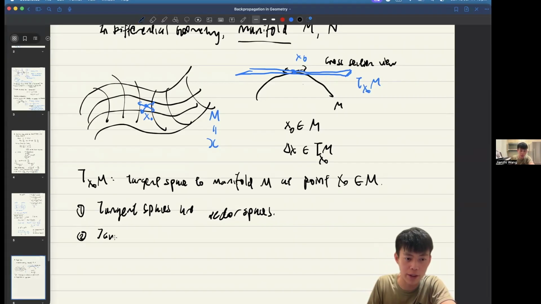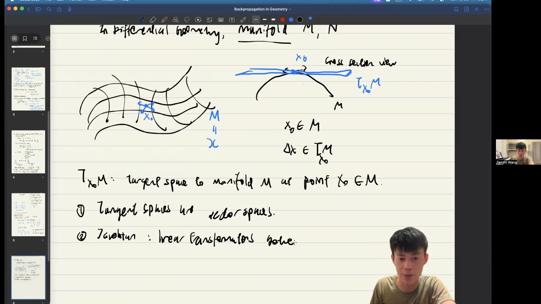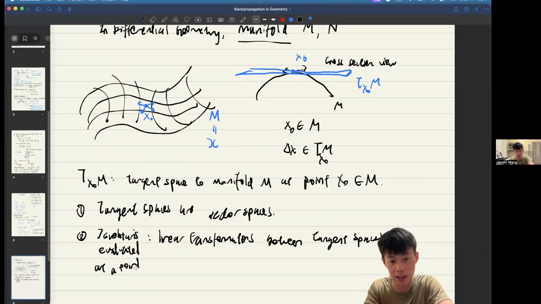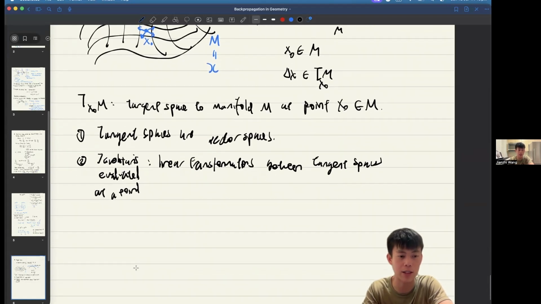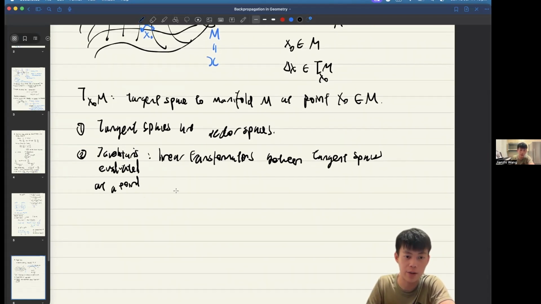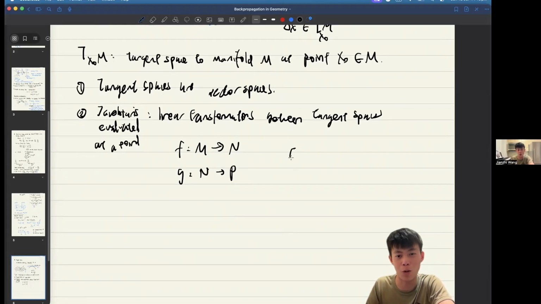Two, Jacobians now become linear transformations between tangent spaces. So I should be precise. What I mean is the Jacobian evaluated at a point is a linear transformation between two tangent spaces. What does this mean? Let's say we have two functions, f that goes from manifold M to N, and g that goes from manifold N to, let's say, P. We can obviously compose them, right? g composed with f will be a function that goes from M to P.